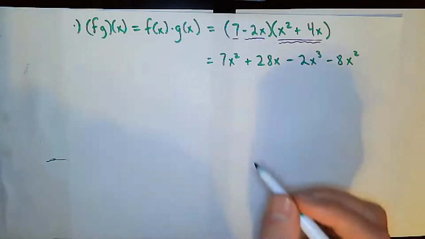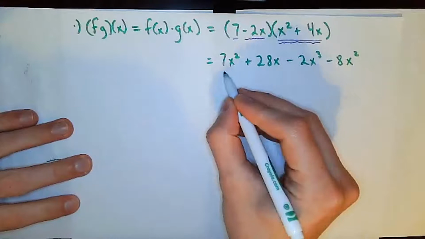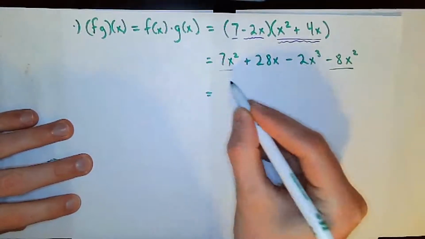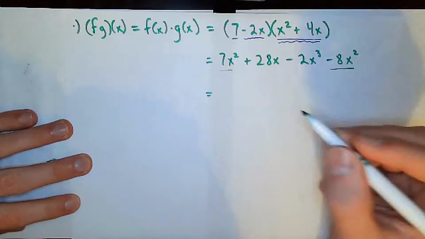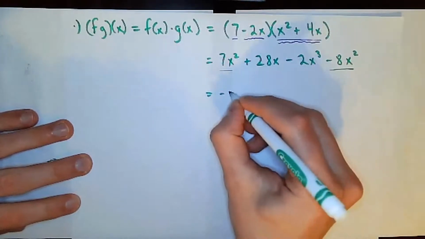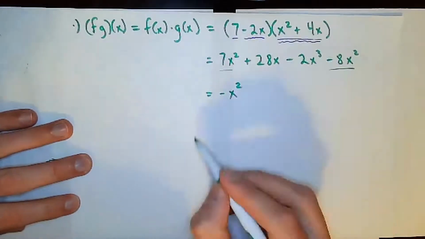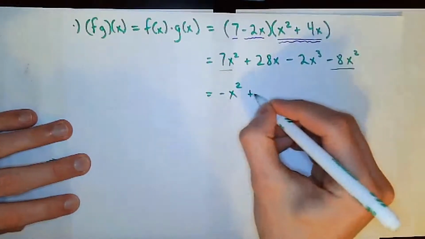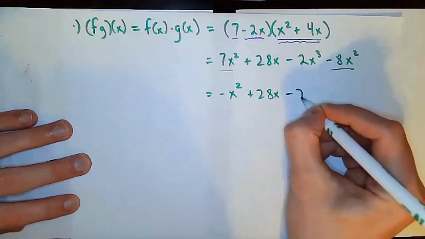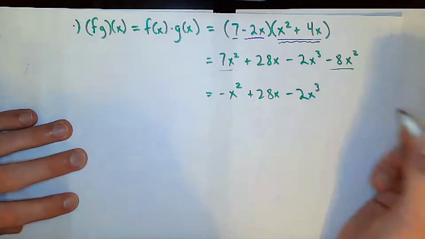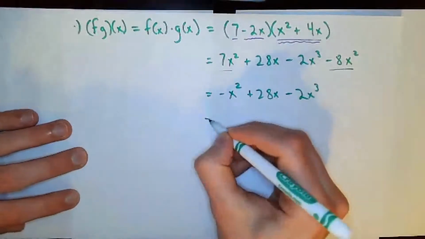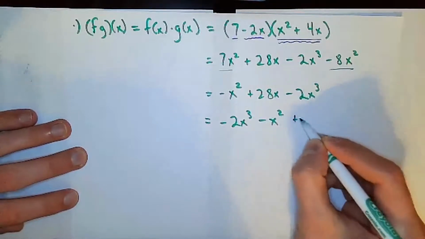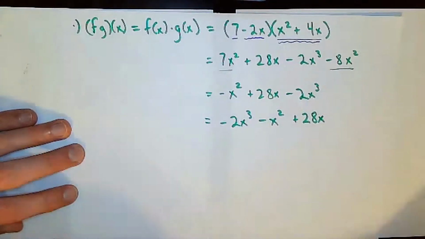Look for like terms. I do see some like terms right here, this 7x squared and this negative 8x squared. 7 plus a negative 8 gives me a negative 1, so I'm going to write that as a negative x squared. That's my negative 1x squared coming from combining these two like terms, plus 28x minus 2x cubed. And that's fine. It doesn't need to be in descending order. If you want it in descending order by exponent, you can write it that way.